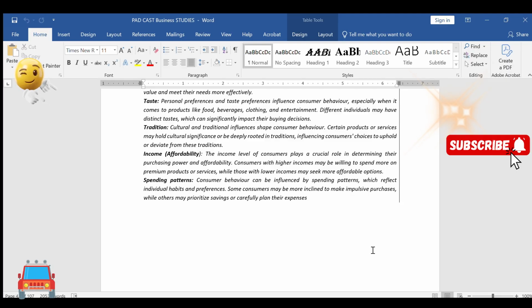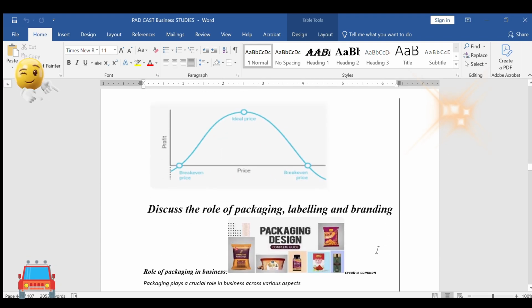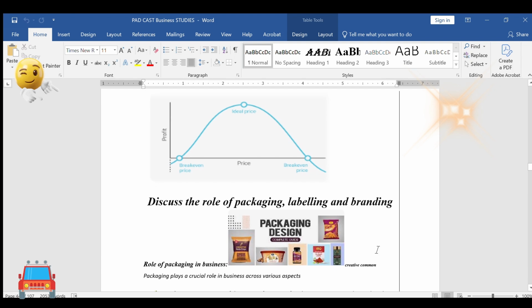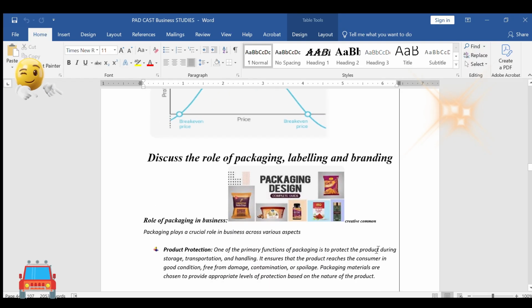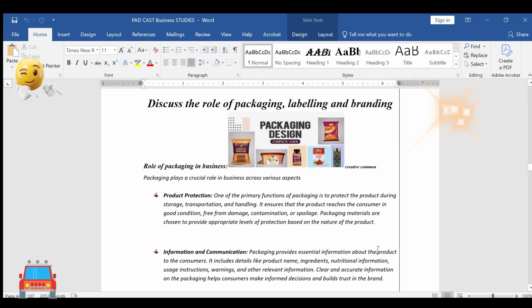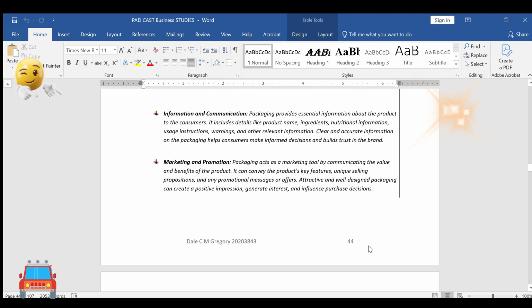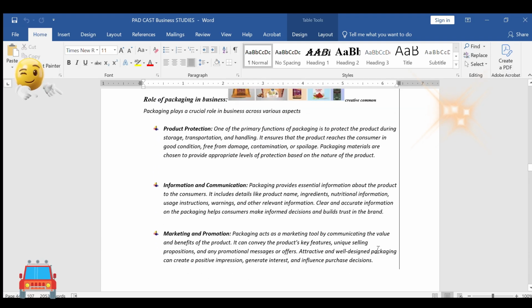So we have income, affordability, and we have spending pattern. So here we have another chapter discussing the role of packaging, labeling, and branding. This is on page 44.